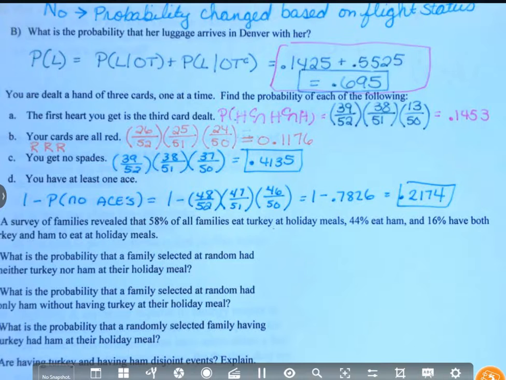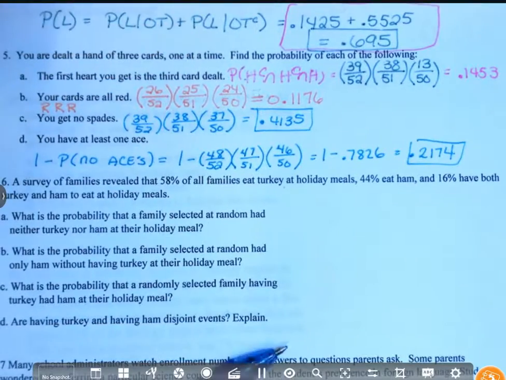So I worked it out the exact same way. My work looks the same. Got 0.2174 collectively. Because we're talking about not an ace. There are 4 aces, so that means there are 48 that are not aces. Okay?